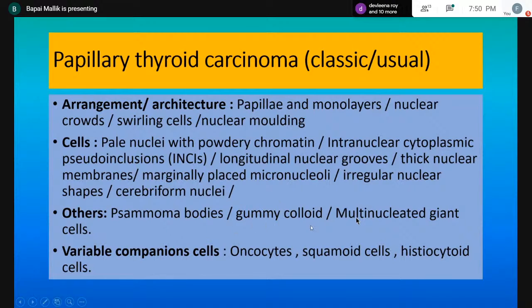Chewing gum, gummy colloid. Sometimes you may come across some multinucleated giant cells. And of course, there are various companion cells. There are oncocytes, some histiocytoid cells, some squamoid cells. And I used to be quite surprised that quite often the features that we look for, like intranuclear cytoplasmic inclusions, often show up better in the oncocytic cells which accompany the usual population of papillary thyroid carcinoma cells. I mean, we have seen many such instances.